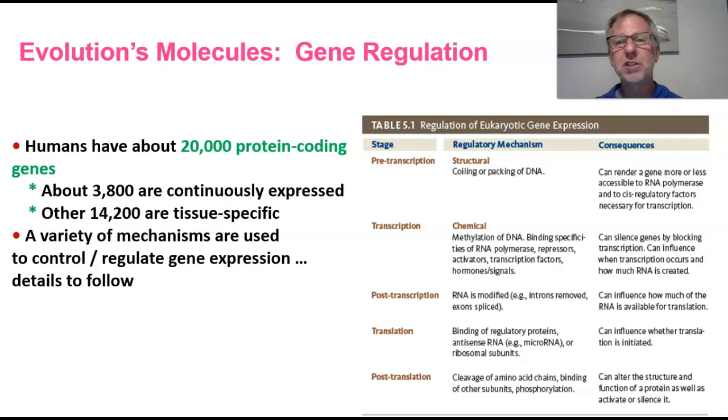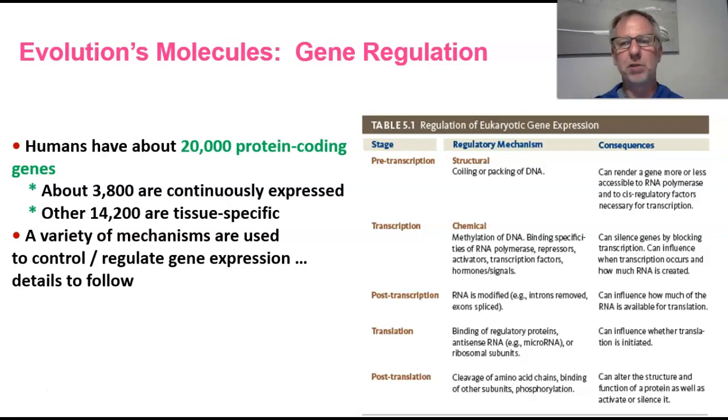Basically, there are 5 different stages in which gene regulation occurs. So we have pre-transcriptional regulation, where, for example, coiling or packing of DNA can help make genes accessible or inaccessible for something like RNA polymerase to attach to. So that's one type of regulation. Then transcriptional regulation. DNA is methylated, and the binding specificities of RNA polymerase and various types of repressors and activators and so on also help to regulate transcription. So there's a number of different kinds of molecules that control transcription, turning it on or off.